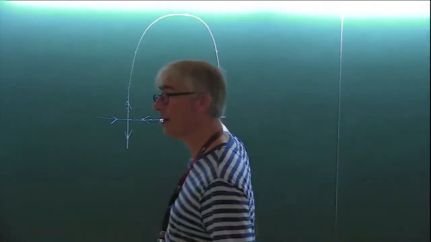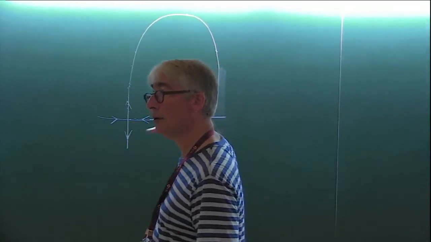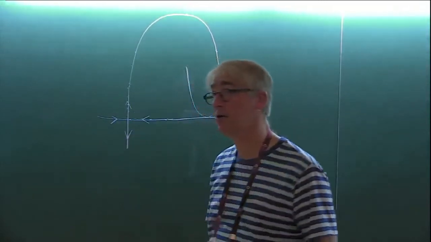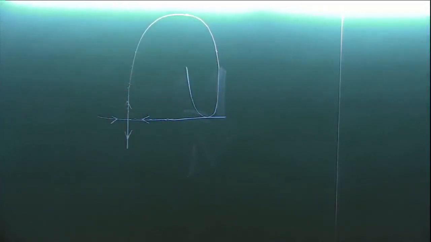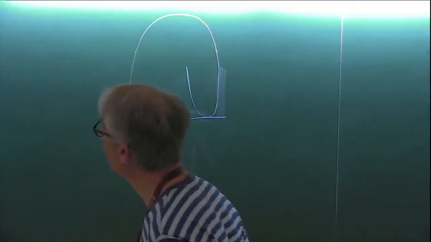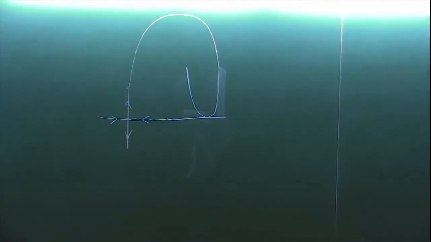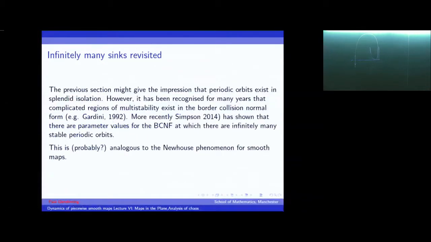So in the smooth case, we know that homoclinic tangencies give you infinitely many sinks. Is there anything similar going on here? Laura Gardini had shown, effectively by numerical methods, that there were very complicated regions of multistability in the border collision normal form. But David again showed that there are parameter values for the border collision normal form at which there really are infinitely many stable periodic orbits.